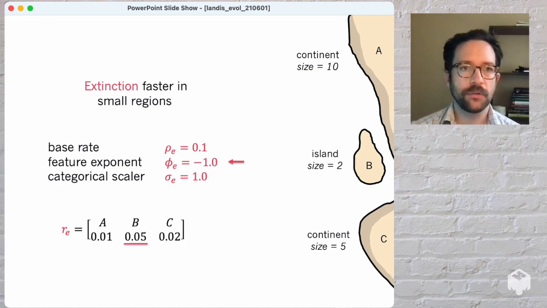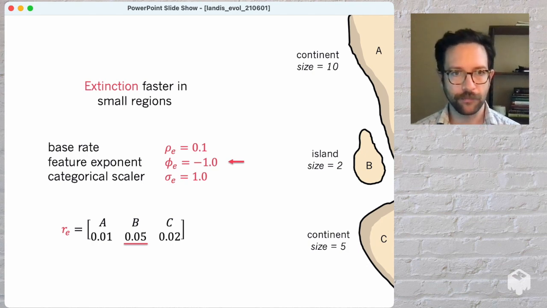I could also say that I'd like my extinction rates to be faster in small regions. Well, if I set a negative value to phi sub e, such as -1, I induce a negative relationship between region size and extinction rate. And now we see that region B has the highest extinction rate of 0.05.